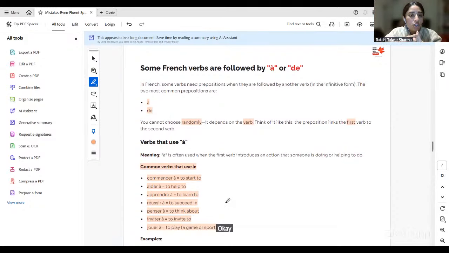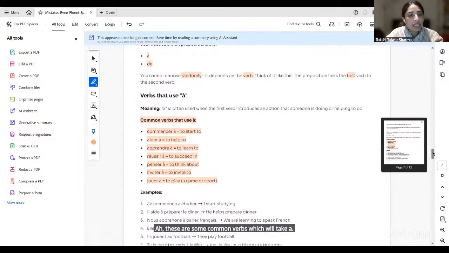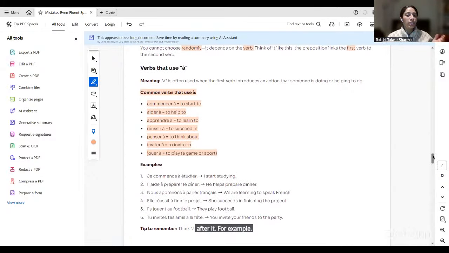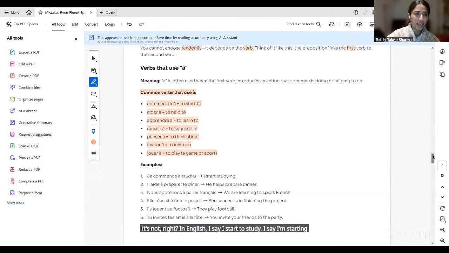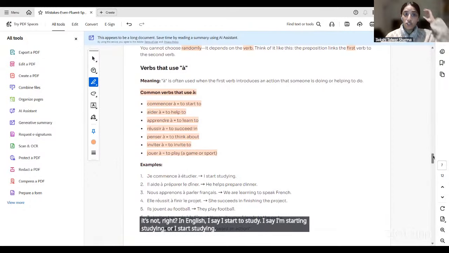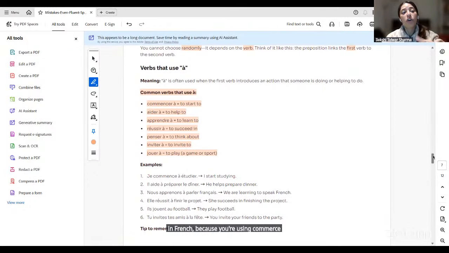Okay? Je vais aider à apprendre à réussir à penser à inviter à jouer à. These are some common verbs which will take à after it. For example, je commence à étudier. I start to study. It's not like in English where I say I'm starting studying or I start studying. In French, because you're using commencer, it has to be followed by à. You're starting to do something, right?